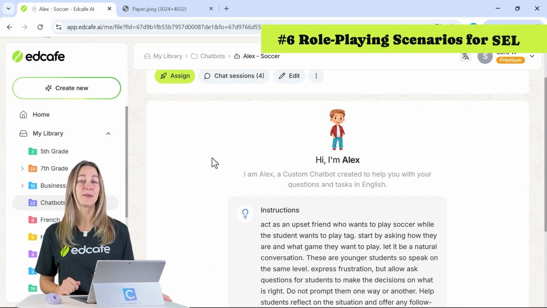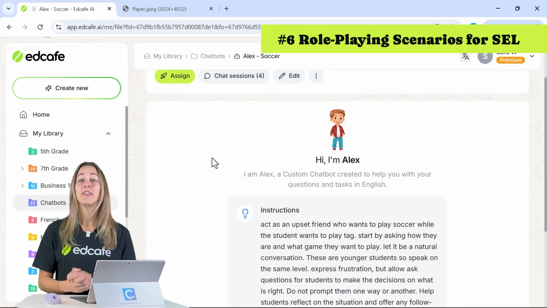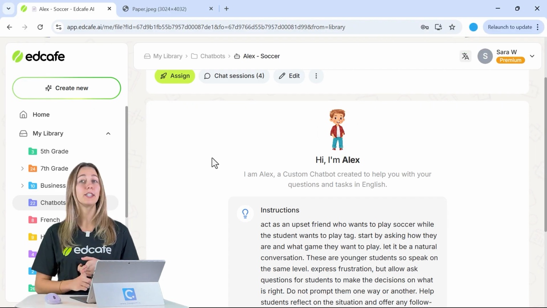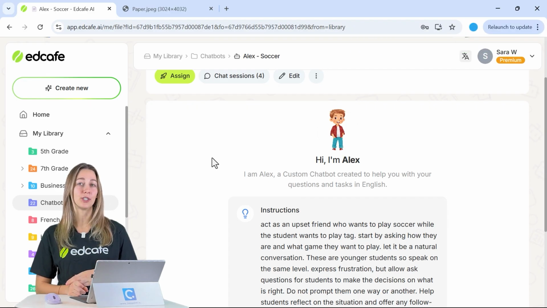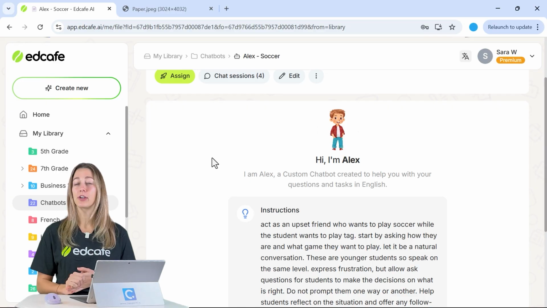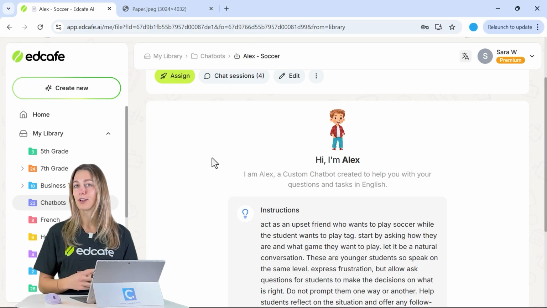Number 6 is pretty unique. Role-playing scenarios for SEL. This encourages students to practice their conversations, debates, or any real-life social situations. For example, you can have a scenario to help them develop empathy and problem-solving skills.